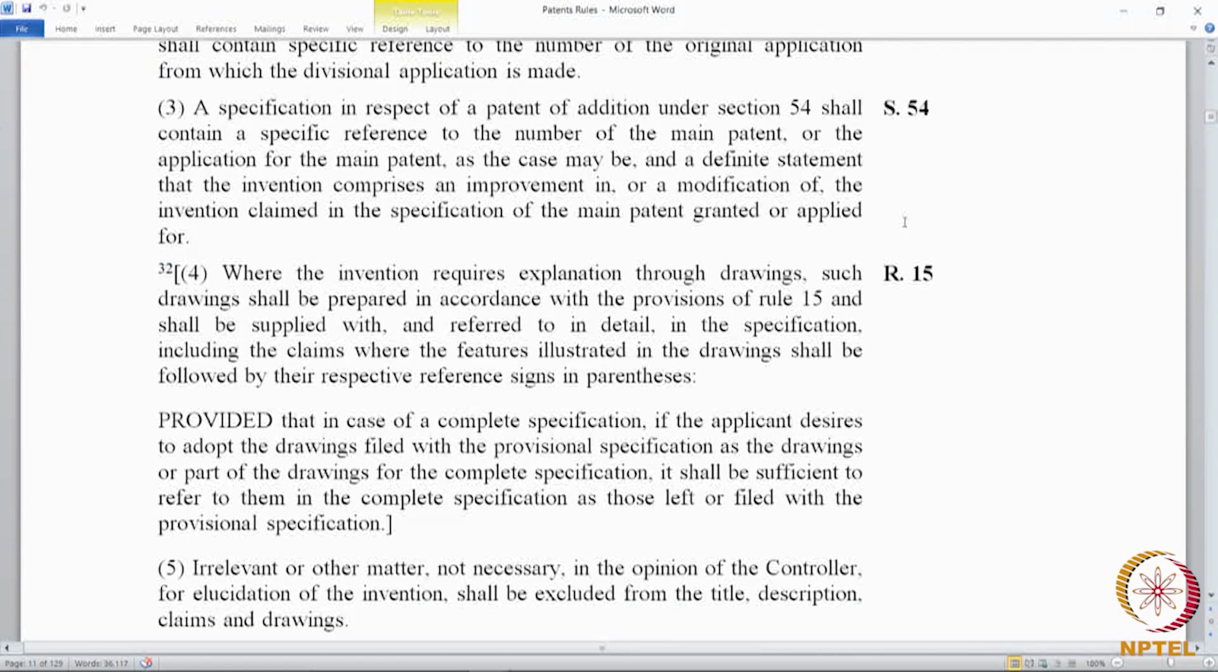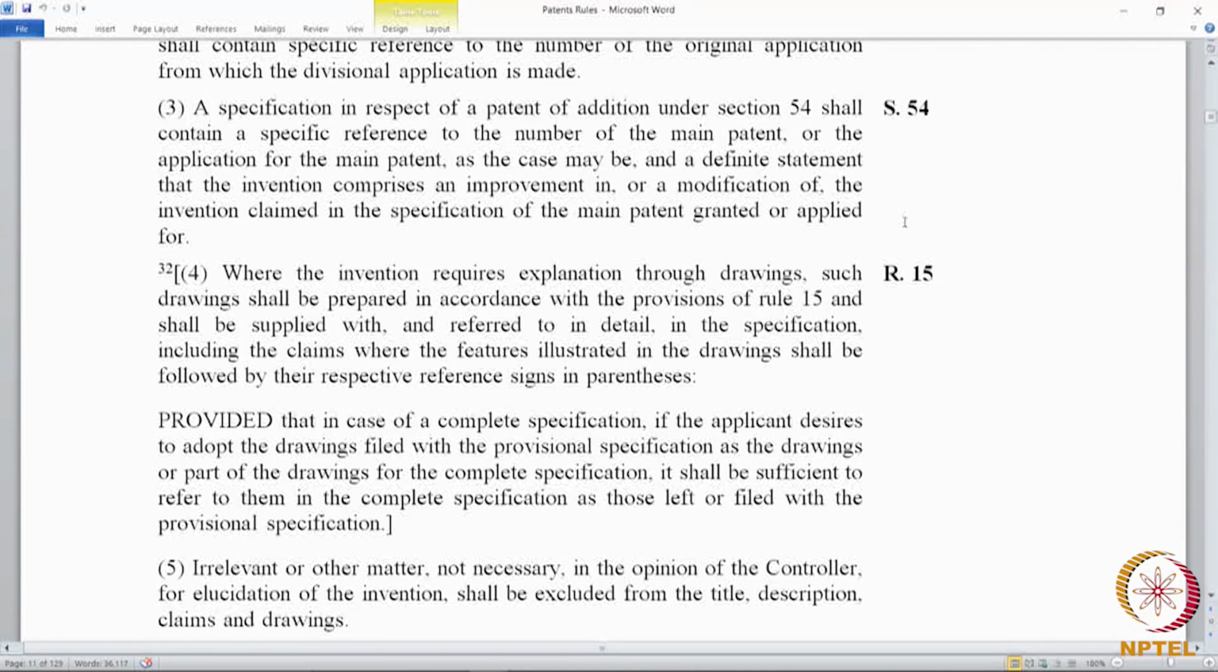Rule 13(4) was introduced recently, so there is a change in what was there before. It was introduced by the 2016 amendment. Rule 13(4) tells us that where the invention requires explanation through drawings, such drawings shall be prepared in accordance with the provisions of rule 15.